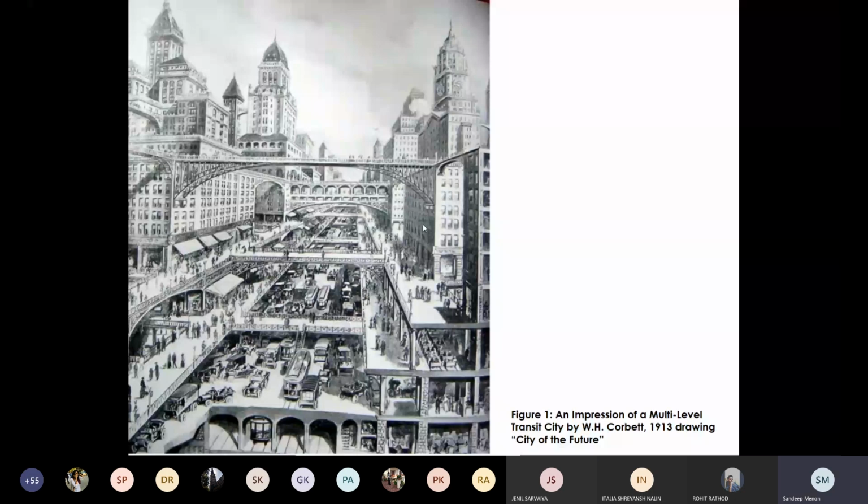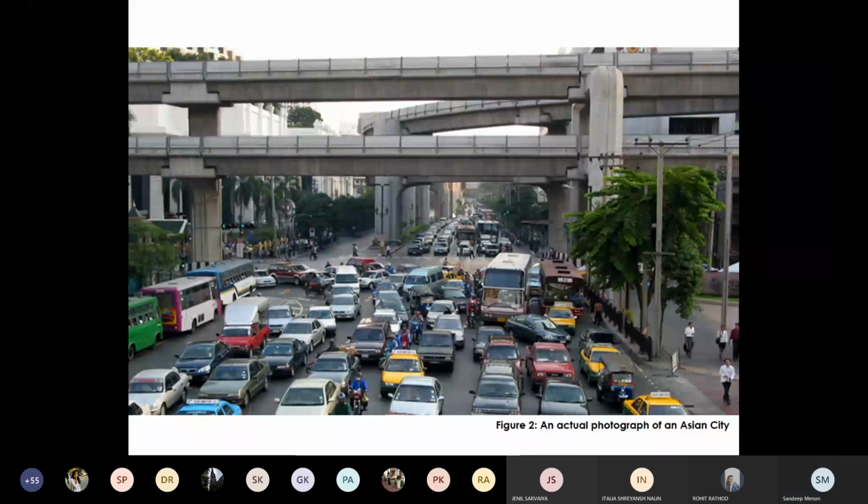So this was 1913, and what you see on the screen is 2013. So this is Bangkok. In around 100 years, the design of cities has evolved and changed. So you have cars on the road, you have pedestrian walkways which are segregated on one side. Then you have the metro rail system, or the light rail transit system, which lies at a different level. So in a way, our cities have evolved quite a lot, but the concepts have always been evolving over time.